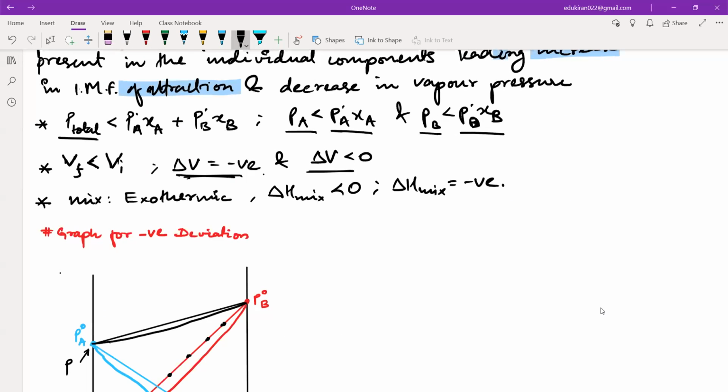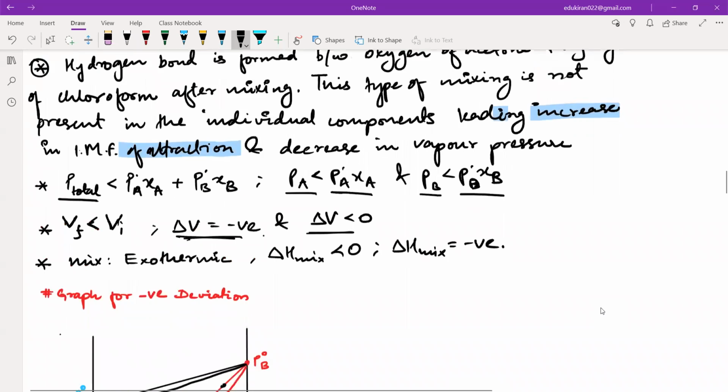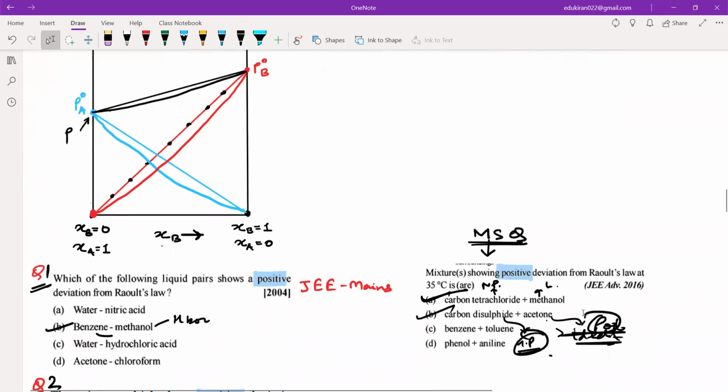Now when we are mixing, the intermolecular force of attraction is increasing. If it is increasing, that means we will be releasing more and more energy. If we are releasing energy, that means it will be exothermic. Delta H of mixing will be less than 0. That is, delta H of mixing will be negative. Got my point, yes or no? Yes. Okay.